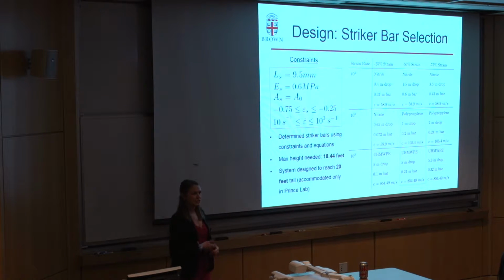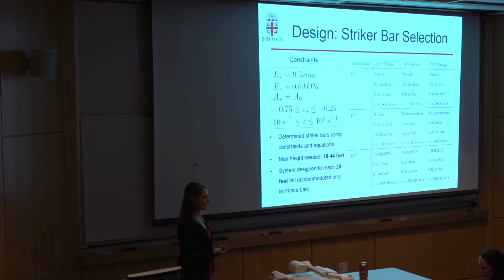Then I already mentioned the strain and strain rate ranges we desired to study: 25 to 75% nominal compressive strain for strain rates from 10 to the first to 10 to the third 1/seconds. So using all of this information, I got combinations of drop bars and drop heights to use for the desired strain and strain rate combinations. And in my testing, I utilized the 2 bars in the blue box. But the overall greatest height needed was 18.44 feet. That's the drop height plus the length of the bar. So the system was designed to reach approximately 20 feet.